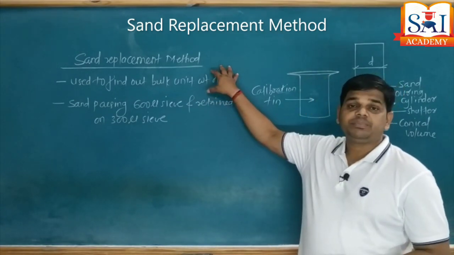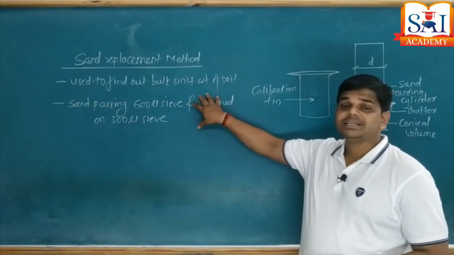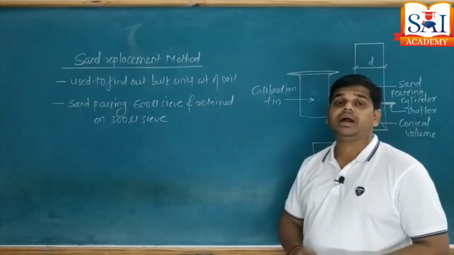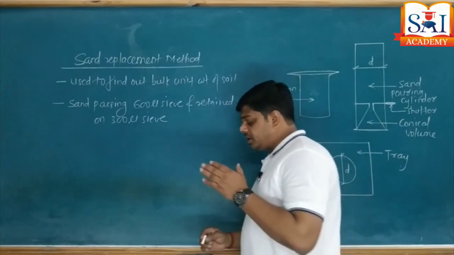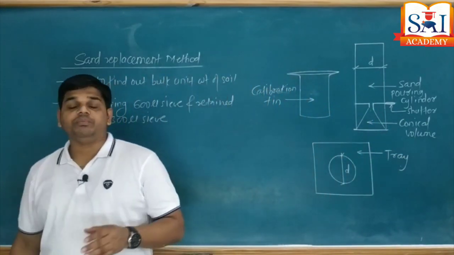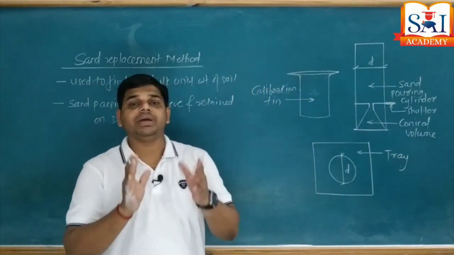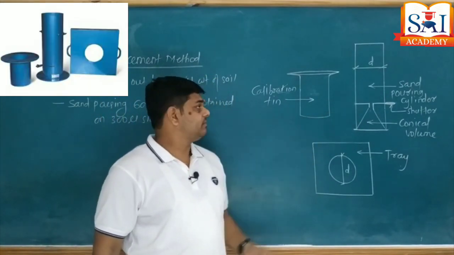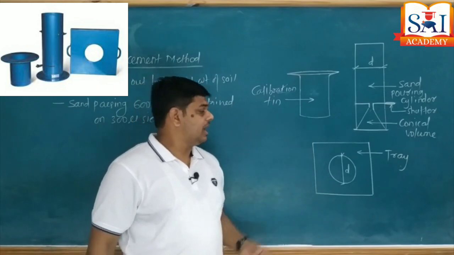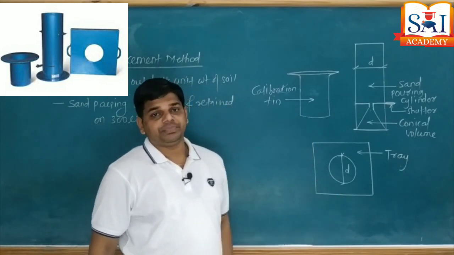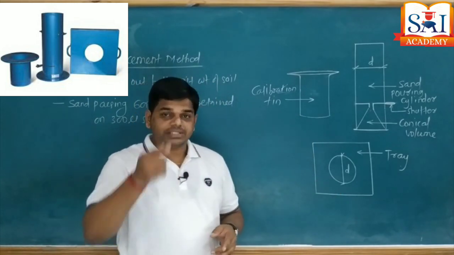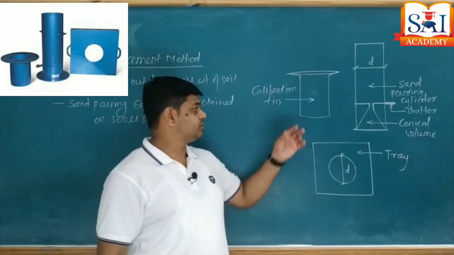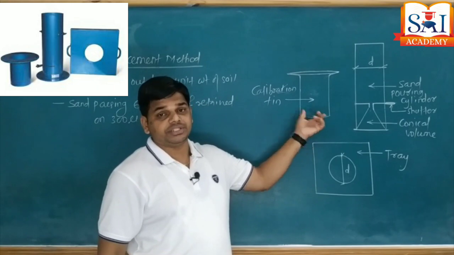In the sand replacement method, we require dry sand passing a 600 micron sieve and retained on a 300 micron sieve. Basically we have three apparatus. The first one is a sand pouring cylinder, the second one is a calibration tin, and the third is a metal tray. The metal tray has a central hole. The diameter of the central hole is exactly equal to the diameter of the calibration tin.